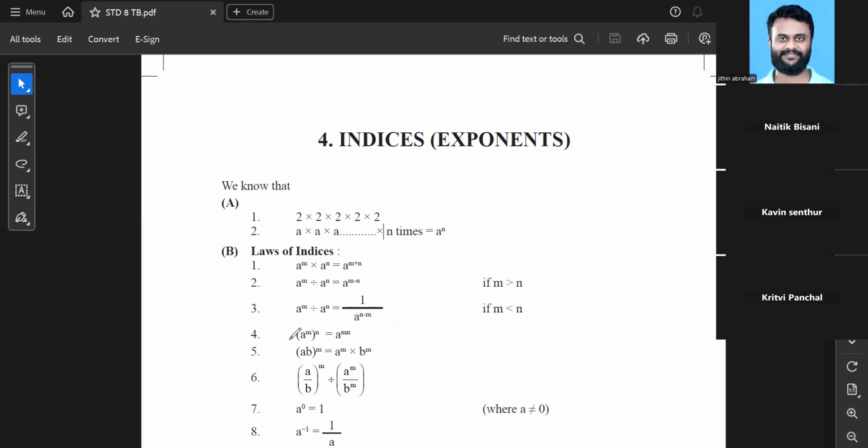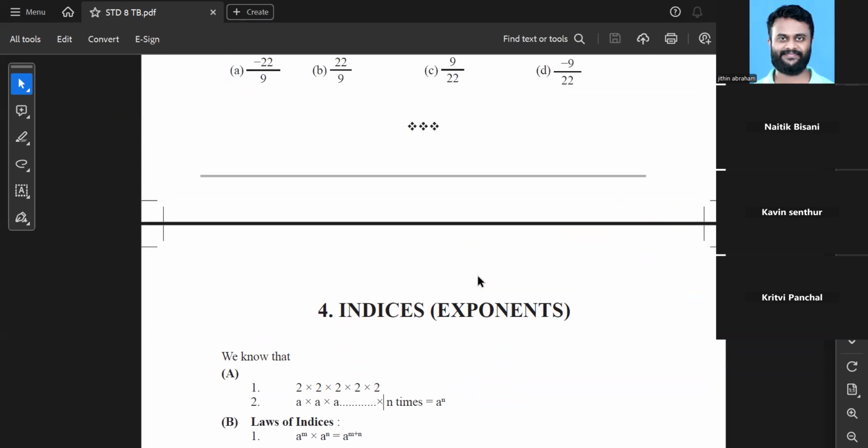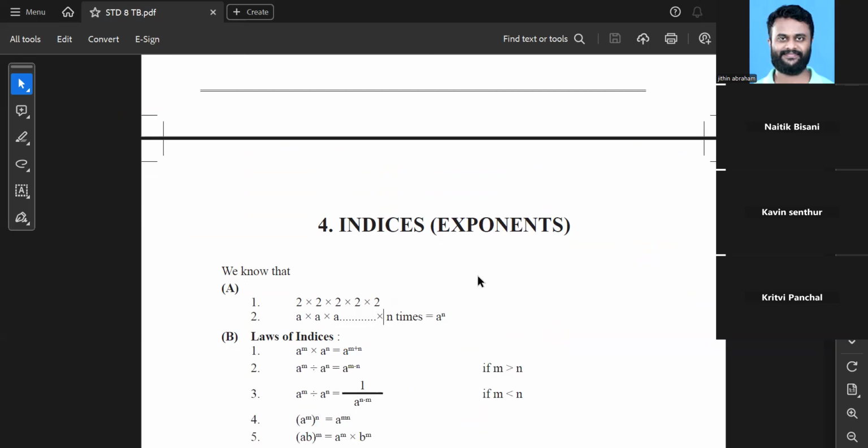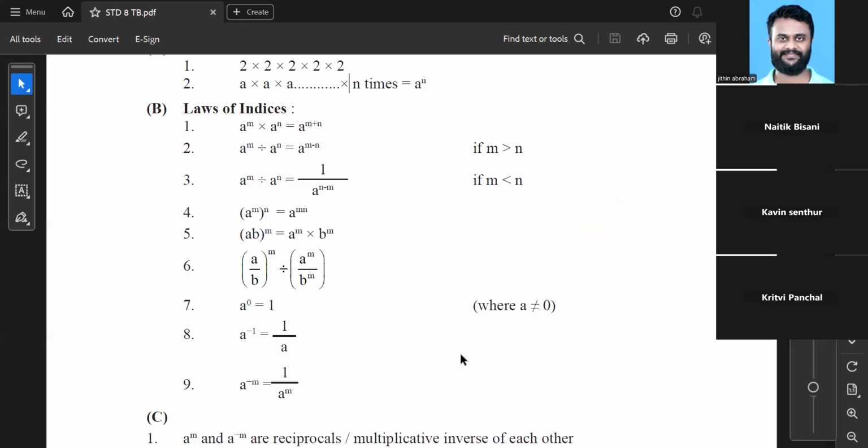Now, for the fourth one, I'll do one thing. I'll zoom this one for you, just for your sake. Why am I not able to zoom here? I'll use this one just to make your visibility better because these texts are really small.